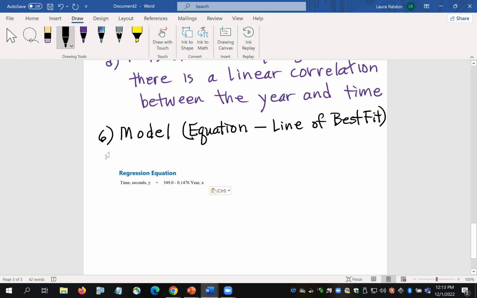but then you need to translate it. You need to get rid of these words. So I have Y equals 349.0 minus 0.1476x. Okay, you take the words out, but leave the variables in.